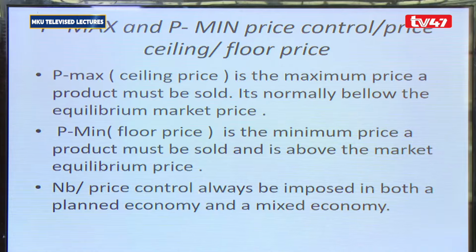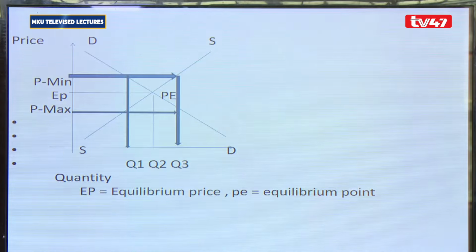So, we look at the two kinds of price controls the government may set. It may set what we call the P-max or the P-min. Now, the P-max, which we also call the ceiling price, is the maximum price at which the product must be sold. It is normally below the equilibrium. Then we also have the P-min, the minimum price at which the product must be sold. It is normally above the equilibrium. Let's look at it through some curve here.